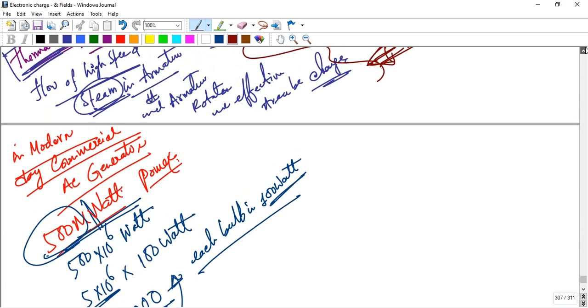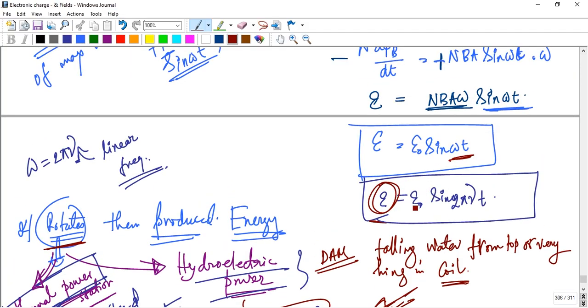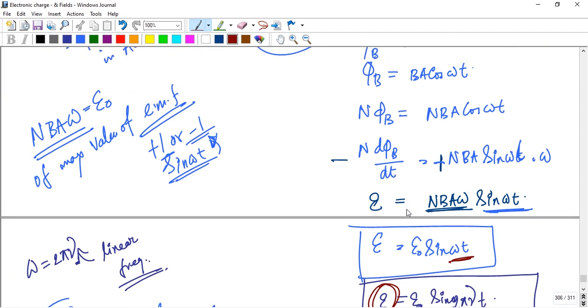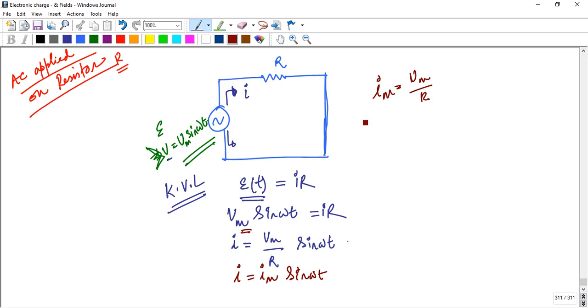Okay, you see that that is epsilon naught. That's the maximum value of the EMF, the epsilon naught we discussed in the previous class. Now that's why the maximum current, that's the max current, that is Vm by R.